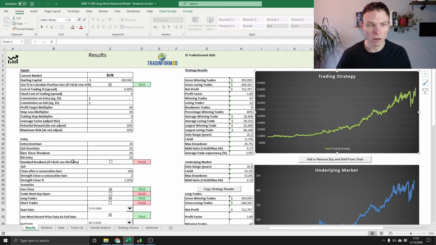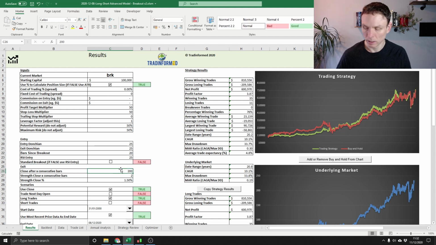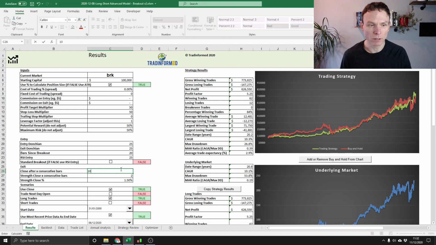There we go, we've got the RSI version of the strategy. Put buy and hold back on. We can see it has performed more or less the same as buy and hold. I'm not using a stop loss or a profit target, or at least a close one, 50% for both of these. I am using close after a number of bars. We could have a look, see if that changes anything. Maybe even 50. No, it's not making much difference. So I'm happy with that.